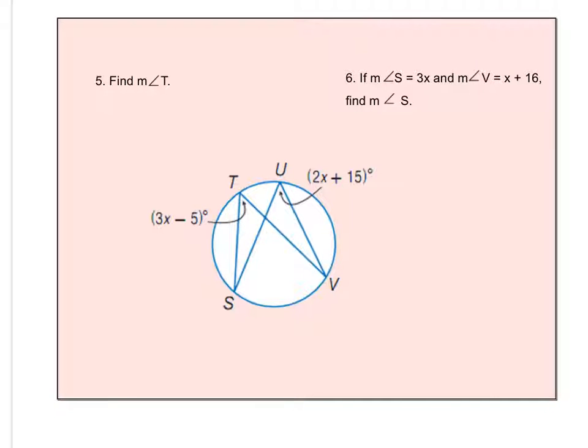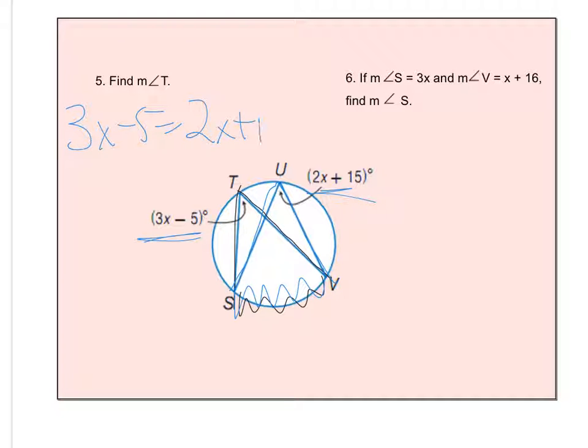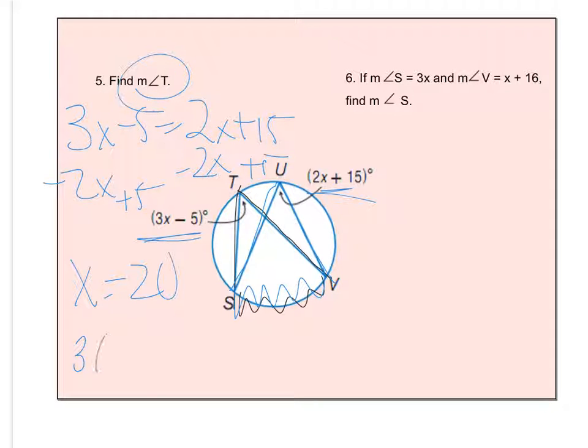So if you look, STV intercepts this arc. SUV also intercepts this arc, this one right here. So that means this is going to be equal to this. So that's 3x minus 5 equals 2x plus 15. Now it's straight algebra. So x equals 20, but they want the measure of angle T, so that's 3 times 20 minus 5. So that will be 55.